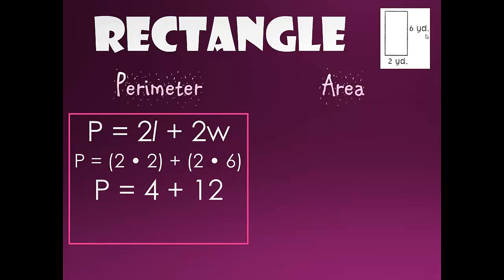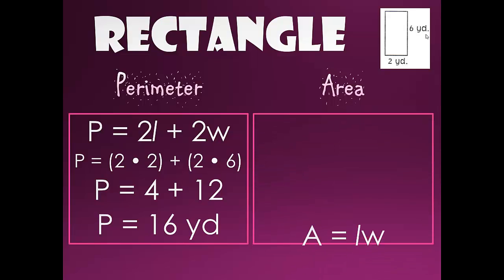2 times 2 is 4, and 2 times 6 is 12. So the perimeter would be equal to 4 plus 12, which is 16. So our perimeter is equal to 16 yards. Now we're going to find the area of our rectangle.